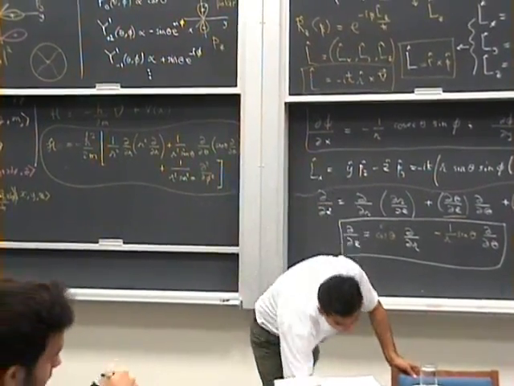Now what do I need for Lx? I need y, which I have, I need pz, z I have, and I need py also. Now for py, I want to find out what partial by partial y is. For that, I need to find out partial theta by partial y.